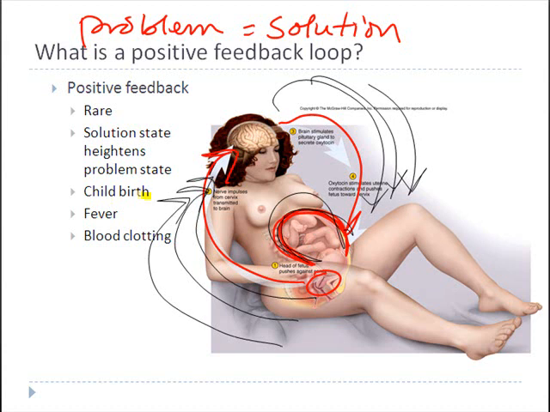Some examples include childbirth, high fever, especially in children. They can get what's called a runaway fever, and that can be deadly if it's not halted. The process of blood clotting is a positive feedback loop. You'll be glad to know. If it weren't, we wouldn't be able to clot fast enough to prevent blood loss and potentially death. Other examples include things like sexual orgasm. That's another example of a positive feedback loop.